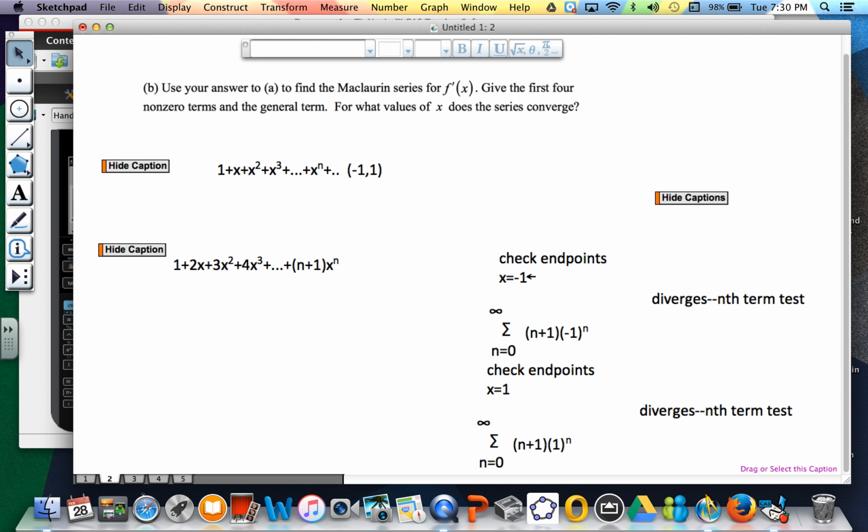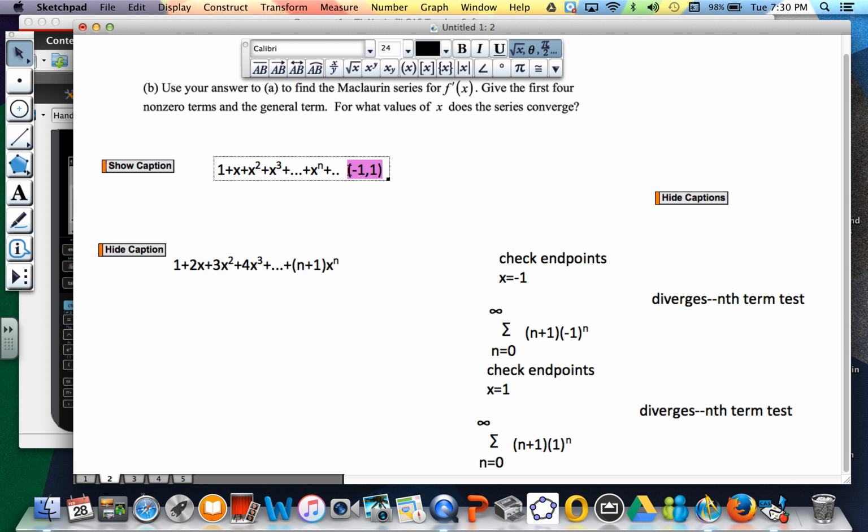Checking my endpoints, I plug in x equals -1. This series diverges by the nth term test. I plug in x equals 1. This series diverges by the nth term test. So still I keep that interval from -1 to 1 to be the interval of convergence for this series right here.